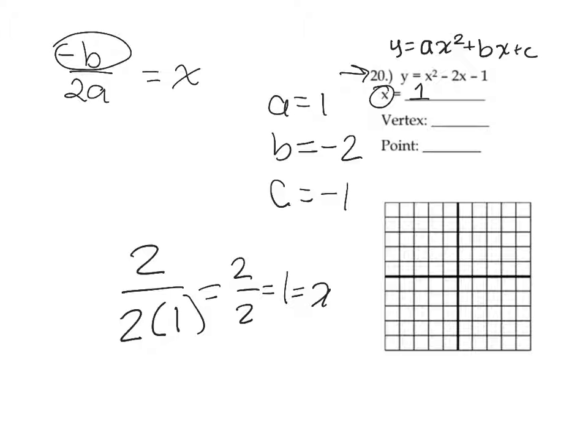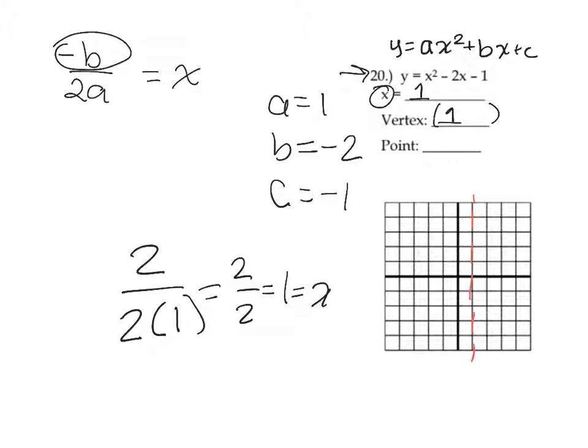Now in our vertex, we already know that the x coordinate is going to be 1 because my axis of symmetry is at x equals 1. So I know my x coordinate is 1 because the axis of symmetry goes through the vertex.